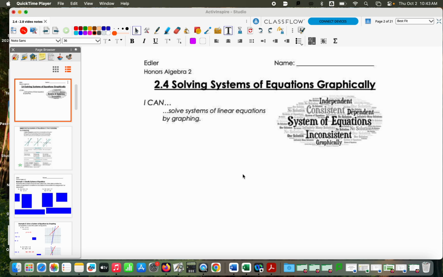For section 2.4, we're going to solve systems, and the first way we're going to learn about is to solve them by graphing. We'll learn other methods like substitution, elimination. Ideally, you will learn what is the best method in a given situation. But let's explore graphing first.